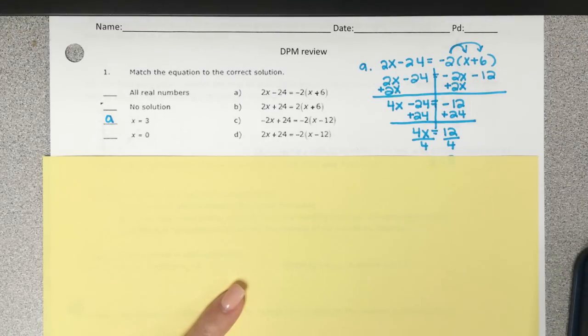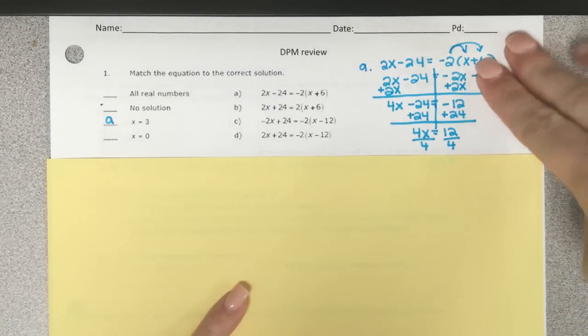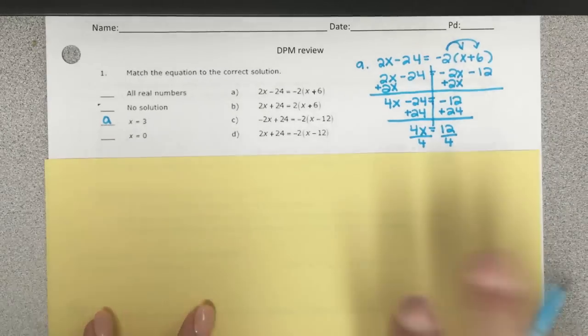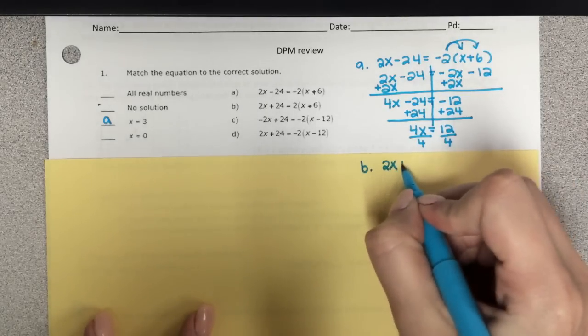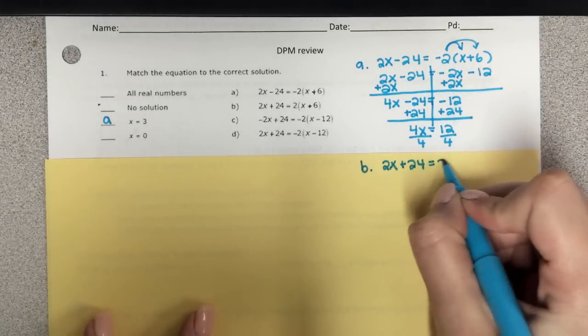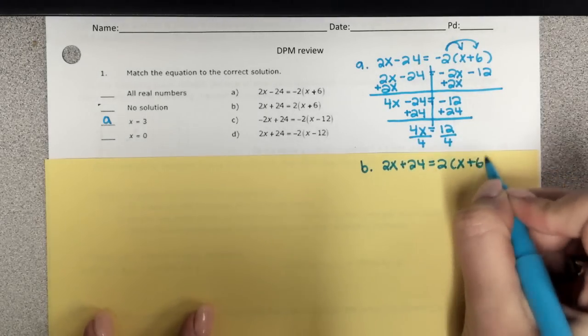Bam! Magical yellow paper. Alright, so I brought this yellow paper because I needed more room to do my other problems. So I'm going to look at B. 2x plus 24 equals 2 parentheses x plus 6.